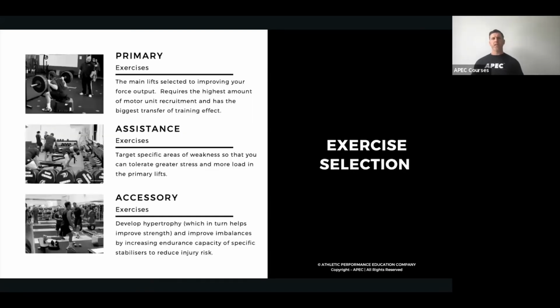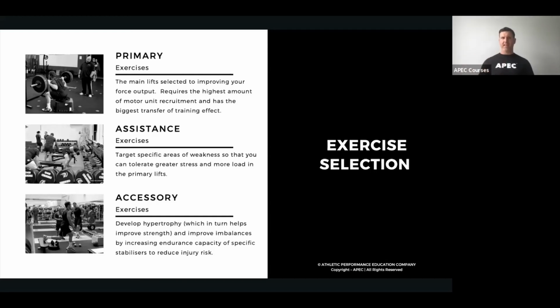Okay, let's look at the actual program. So our program is made up of 3 different sections. It is the PAA system. And it's made up of a primary exercise, which is the main lift selected to improve your force output. It requires the highest amount of motor unit recruitment and has the biggest transfer of training effect.